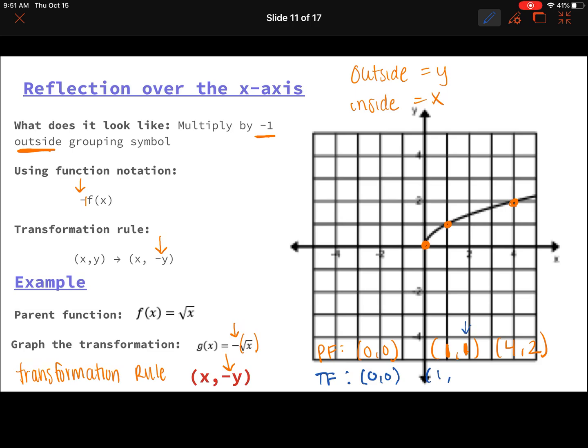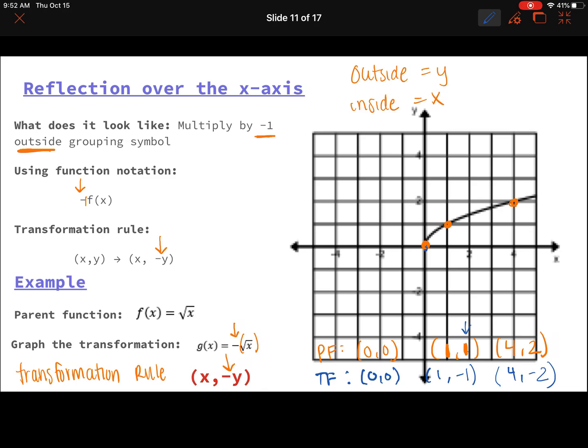So 1 times -1 becomes -1. Same thing with my last point: 4, my x stays the same, and 2 times -1 is now -2. Okay? So that's important. Now we're going to graph our new points and see what happens.